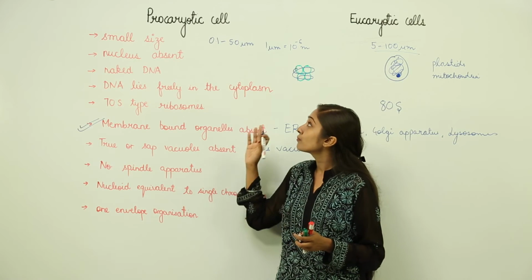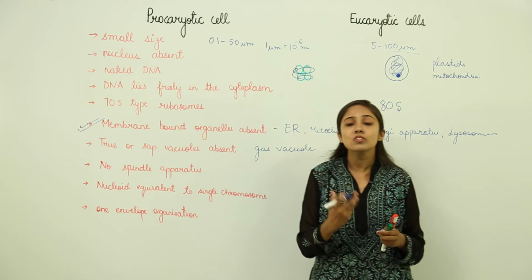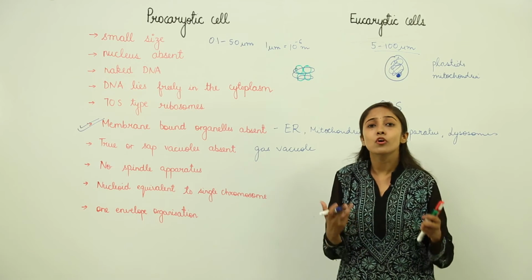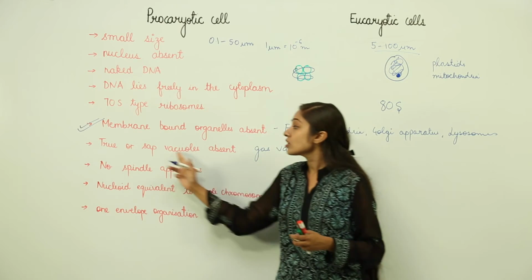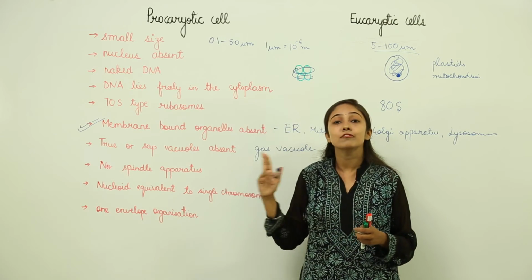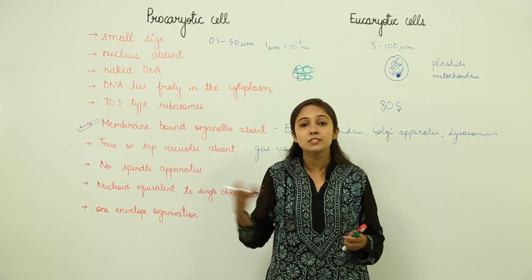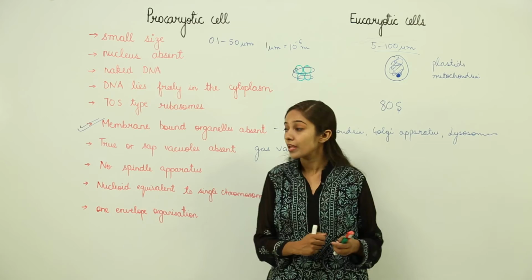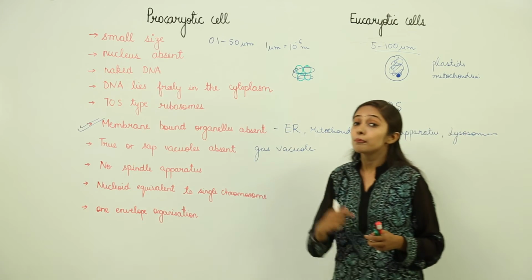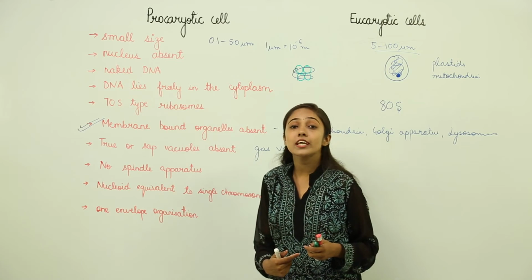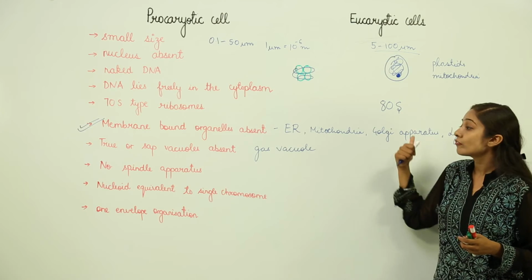Then in a prokaryotic cell, as you all know, there is no sexual reproduction. So meiosis, that is reductional division, is not going to take place. So there is no spindle apparatus formed, as there is no meiosis, which takes place in sexual reproduction. But in eukaryotic cells, sexual reproduction is there, meiosis, that is reductional division, takes place. So the spindle apparatus will be formed in a eukaryotic cell.